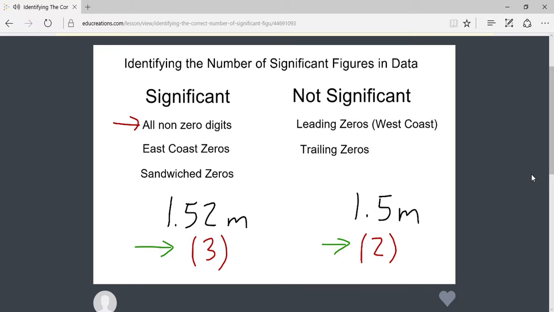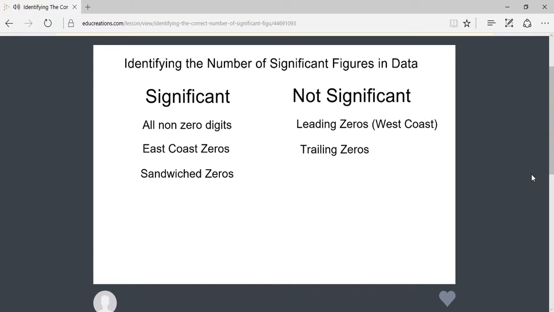The complications come in how to treat zeros when they are part of a measurement. We can see that there are zeros of various types that help us remember how to identify the number of significant figures. Let us take a look at each type of zero. Let's first look at what I like to refer to as East Coast zeros. When looking at the decimal position, the East Coast is referred to as to the right of the decimal. Therefore, each of these zeros are what we would call East Coast zeros.